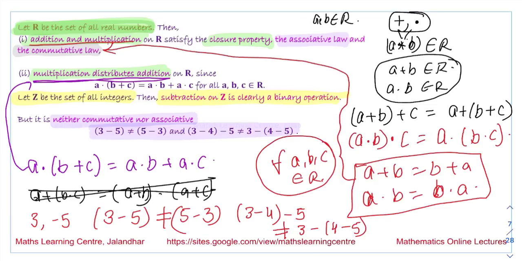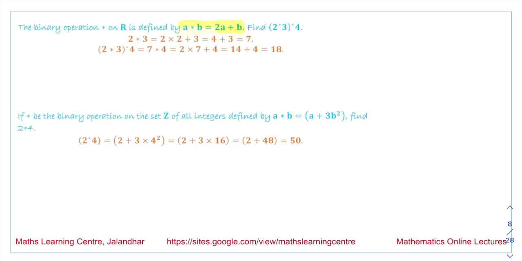Next is the binary operation star defined by a star b equals 2 times a plus b. We have to calculate the value of (2 star 3) star 4. First we calculate 2 star 3. The answer is 2 into 2 plus 3.